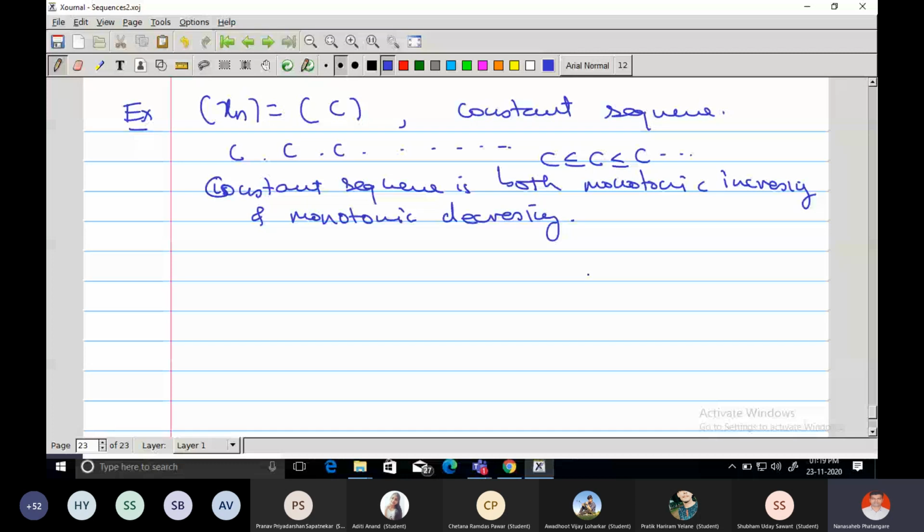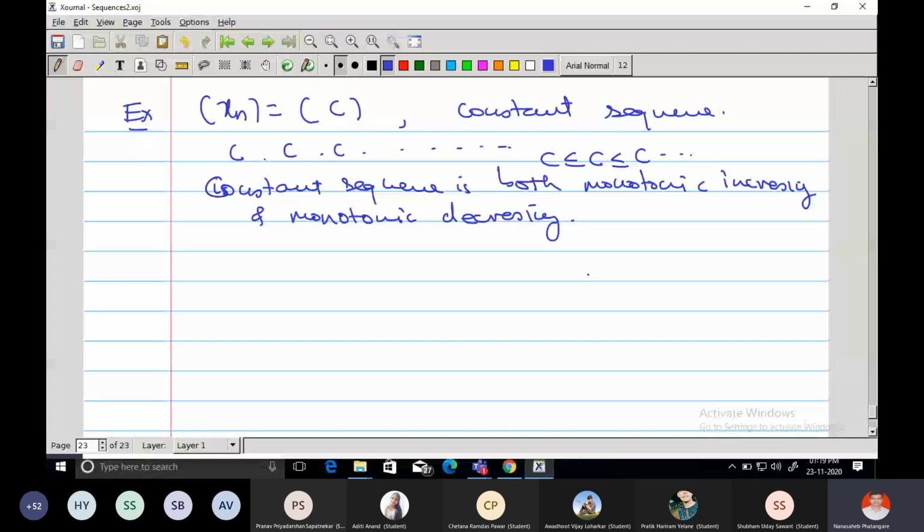If both, then no problem. Still, it is monotonic. If either one of them is satisfied, that is fine. If both are satisfied, that is a constant sequence, and it is possible. Okay, so one more thing you can note.